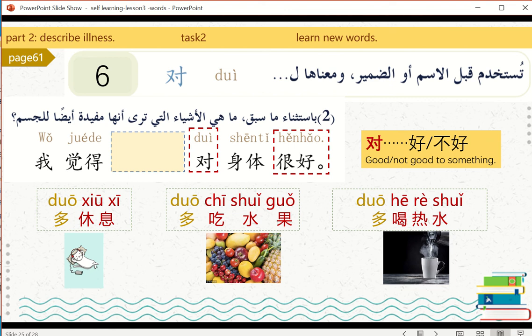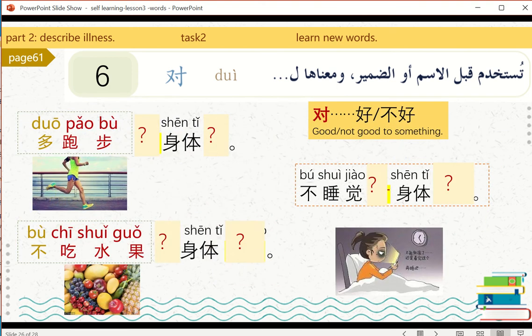多喝热水对身体很好。So we use 对身体很好 to say very good to the body. It's good to the body. 对 something 很好 or 对 something 不好, good or not good to something. 那么对 something 不好 or 对 something 好, can you try to complete the sentence? First one, 跑步，多跑步。So here we use 多 plus a verb to say to do something more, 对吗？跑步 running, 多跑步 to run more. 多跑步对身体好。Do you still remember which word we use to say something is very good or not good?